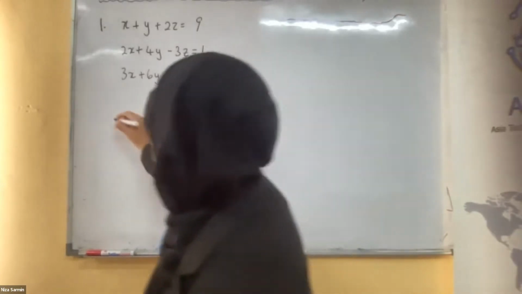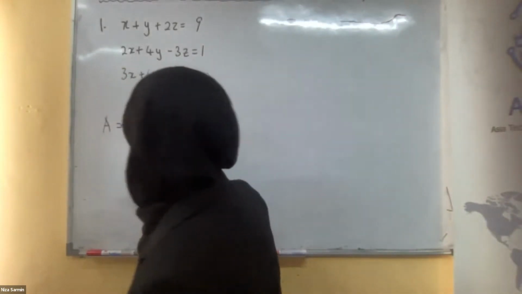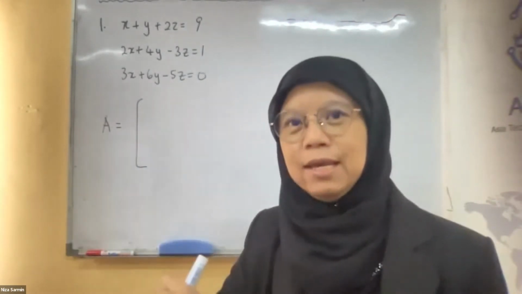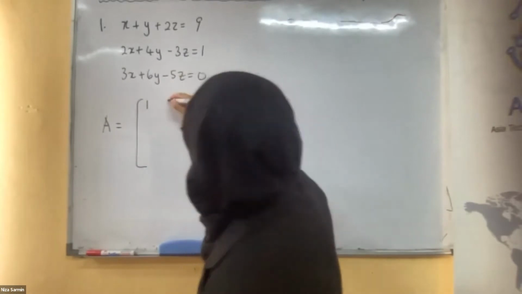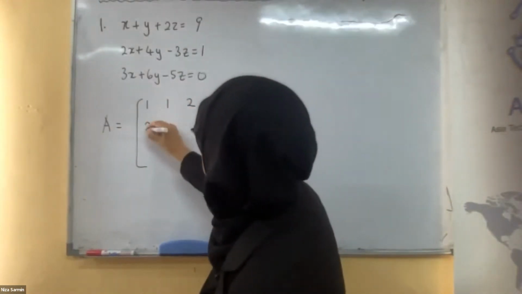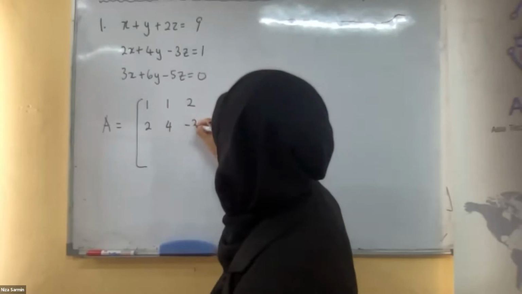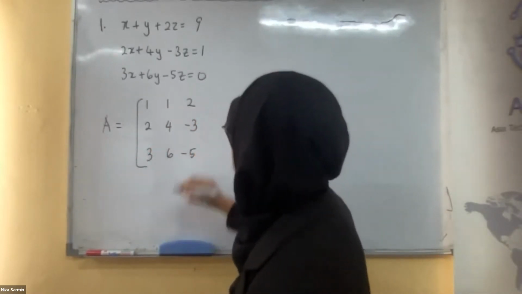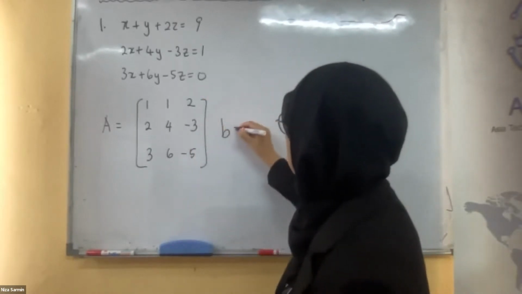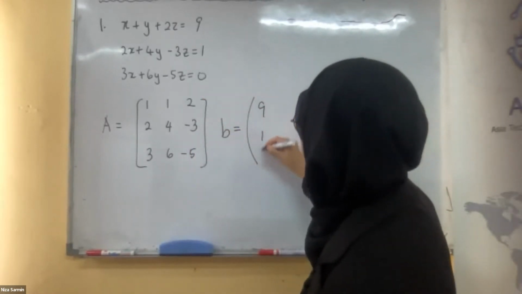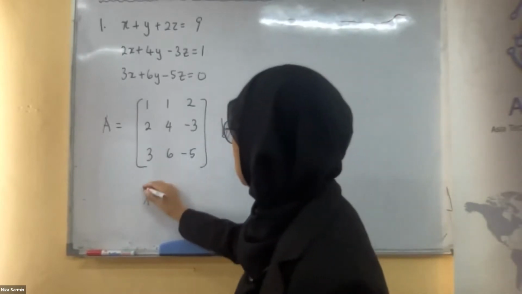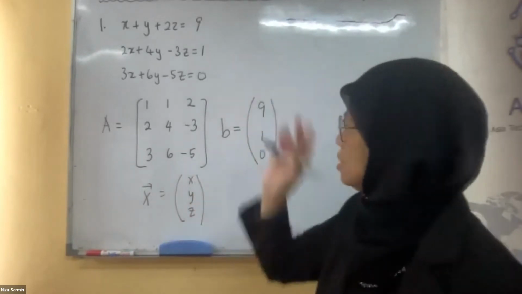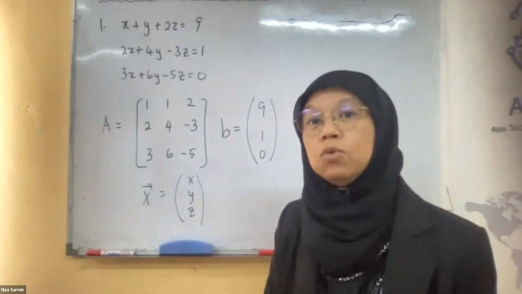Okay, so the next important one is, when you write your A, double check at least once that you get the right A. So A is 1, 1, 2, 2, 4, negative 3, 3, 6, negative 5. And B is 9, 1, 0. And X is the vector X, Y, Z. So this is actually AX equals B.